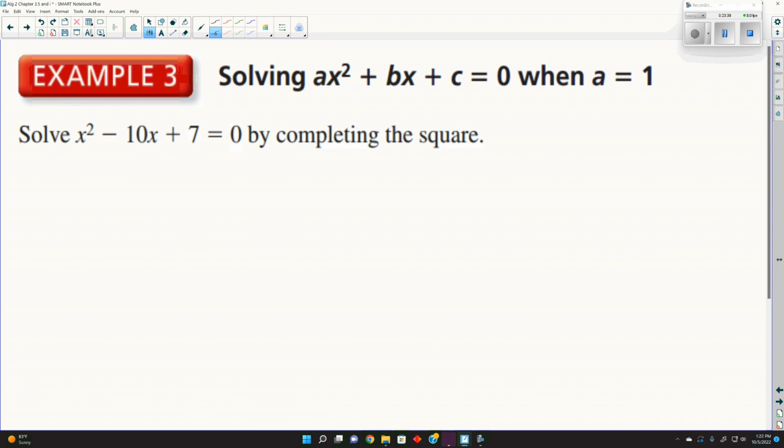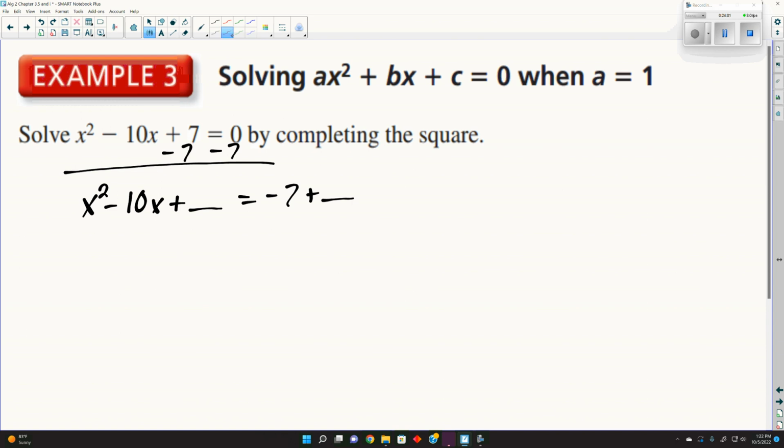And the first thing we can do with this here is get this constant term over to the other side. Now the first step is a equal to 1. Well, yes, the number in front of x squared is 1, so we're good there. So we need to get the constant term to the other side and leave 2 spaces, because again, we want this to be a perfect square trinomial. We're going to find that value of c to plug it back in.